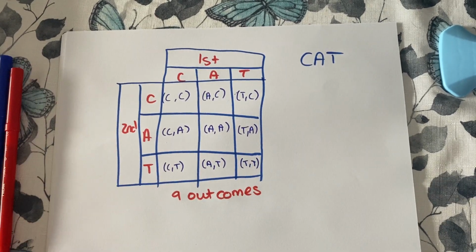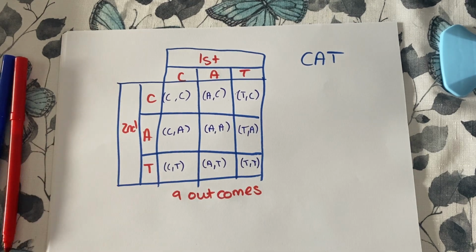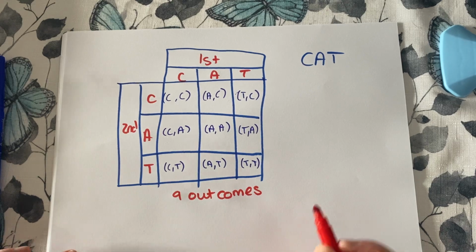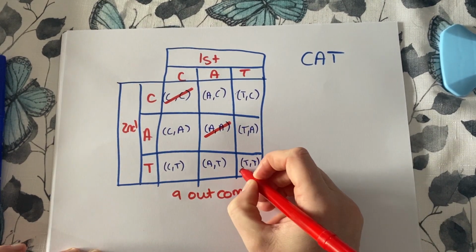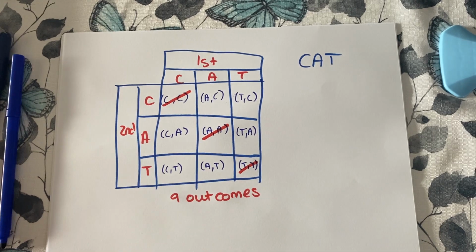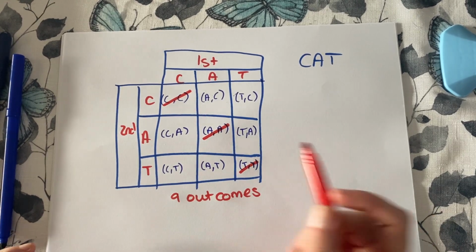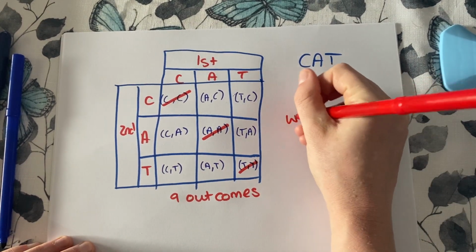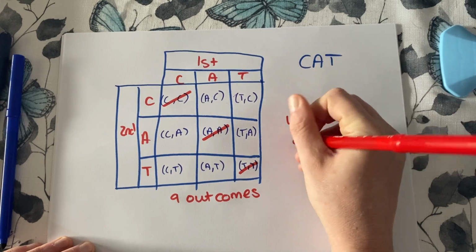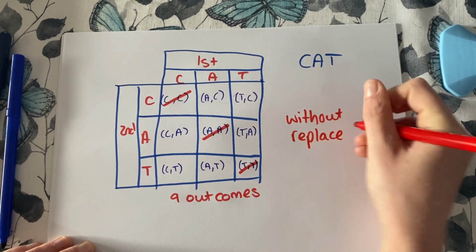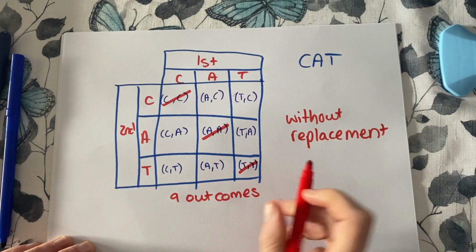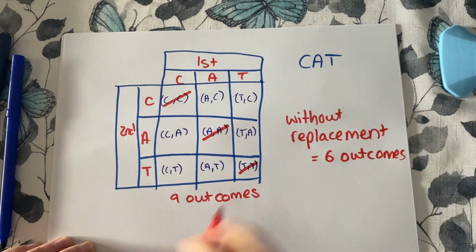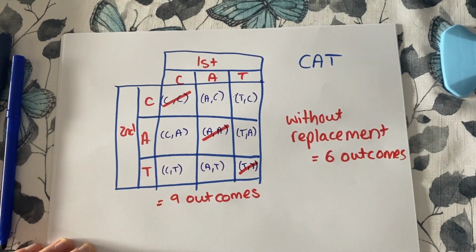Okay, now if we were to do this without replacement, so if we kept it out, once we draw a C, we can't draw a C. It will then cut out this outcome and this outcome, because we can't draw a C twice, because there's only one C in the word cat. Same with an A and same with a T. And then what you end up with without replacement is you only end up with 6 outcomes, whereas with replacement, you have 9 possible outcomes.